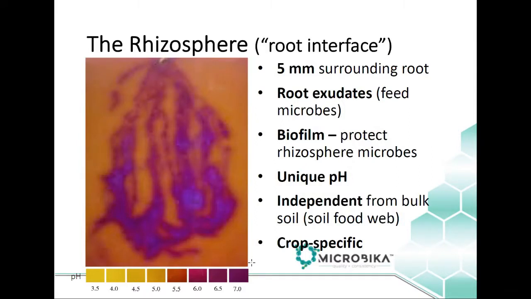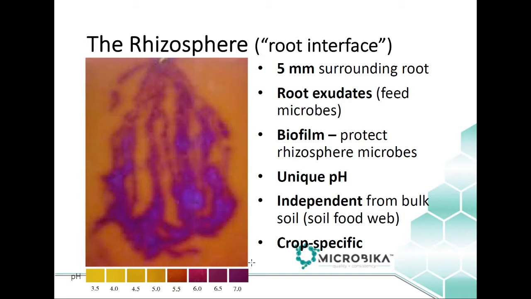In other words, the carbon that's secreted by the root to feed the microbes in the rhizosphere. The microbes in the rhizosphere produce a biofilm, first of all, to protect these rhizosphere microbes. You can also see on that picture, the rhizosphere has a very unique pH. That is a picture of a corn root system. You can see the pH of the rhizosphere is more or less 7, whereas the soil pH is 5.5.